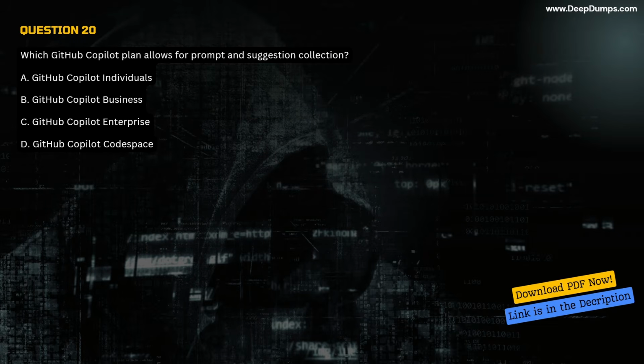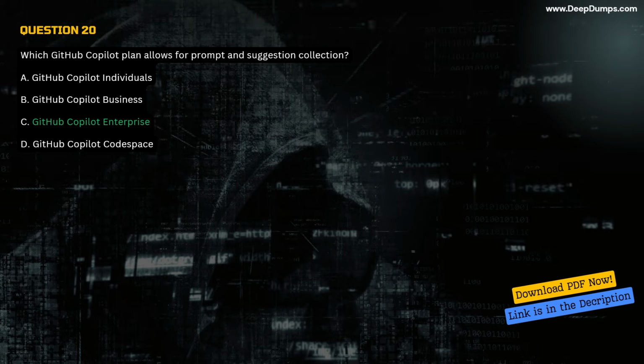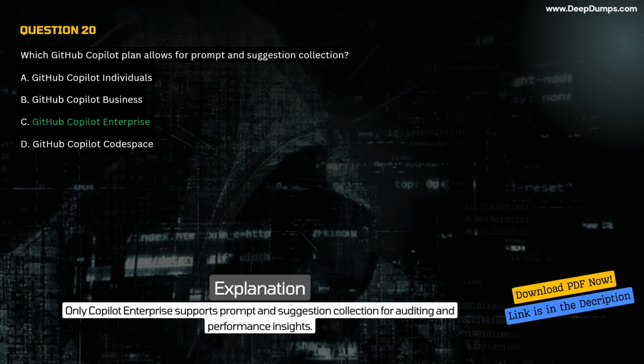Which GitHub Copilot plan allows for prompt and suggestion collection? A. GitHub Copilot Individuals. B. GitHub Copilot Business. C. GitHub Copilot Enterprise. D. GitHub Copilot Code Space. Correct answer, C. GitHub Copilot Enterprise. Explanation. Only Copilot Enterprise supports prompt and suggestion collection for auditing and performance insights.